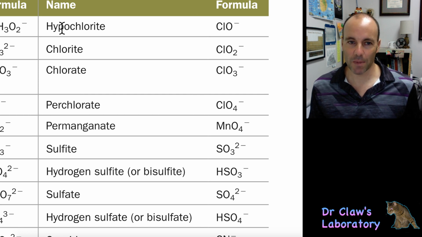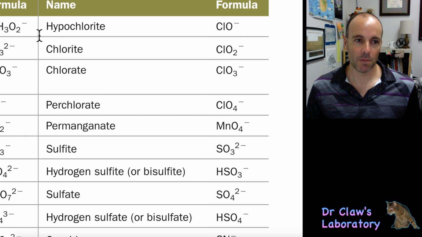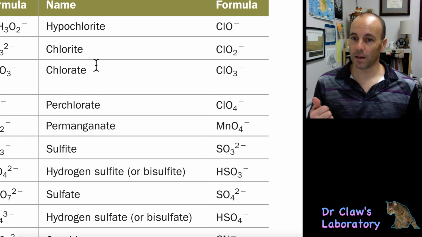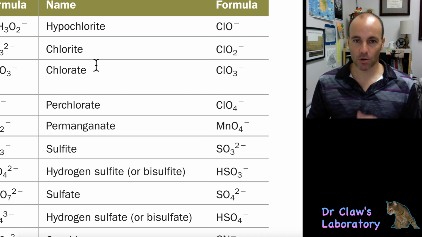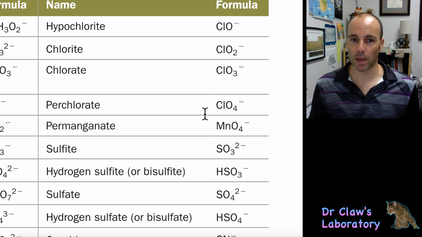And notice the naming scheme: hypochlorite, chlorite, chlorate, and perchlorate. You'll see this similar naming scheme for other elements. So there is such an ion as hypobromite, bromite, bromate, and perbromate. So there are also corresponding ions for bromine.